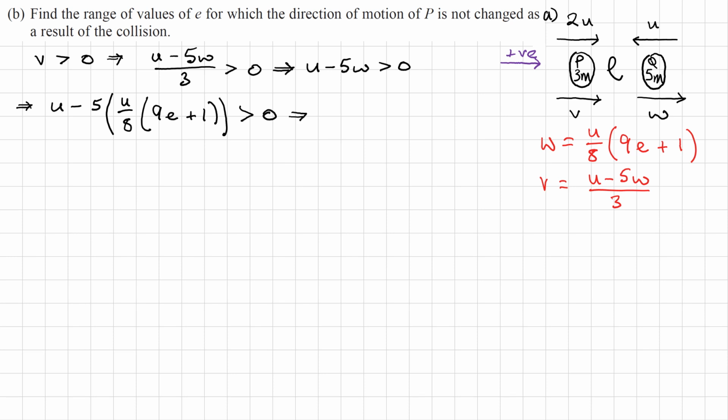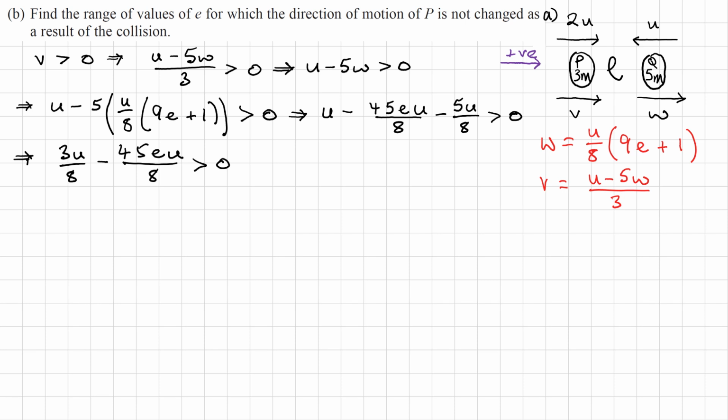Then I'll expand out the brackets and I'll get U minus, now I'll need to multiply these terms together, so I believe that will give me 45EU over 8, and then if I times the other terms together, that will give me minus 5U over 8 greater than 0. Now I can put together the U terms here, so I've got U minus 5U over 8, so that will leave me with 3U over 8 minus 45EU over 8 is greater than 0. I'll times both sides by 8 and get 3U minus 45EU is greater than 0.